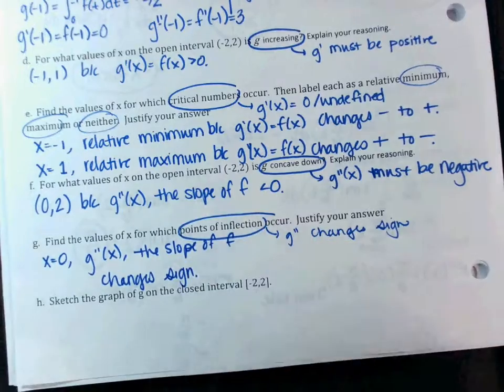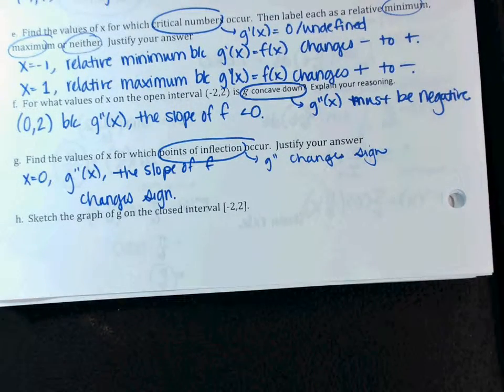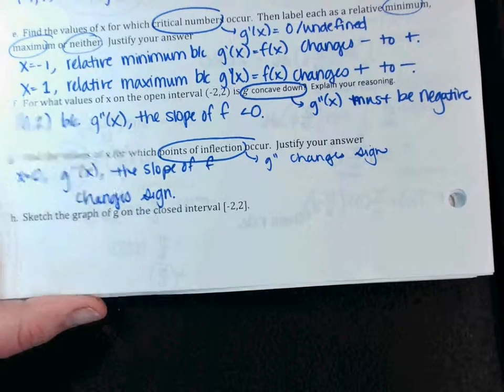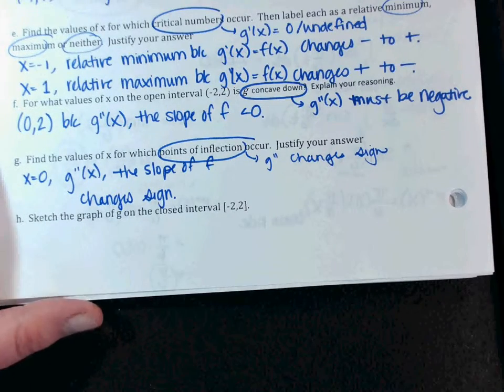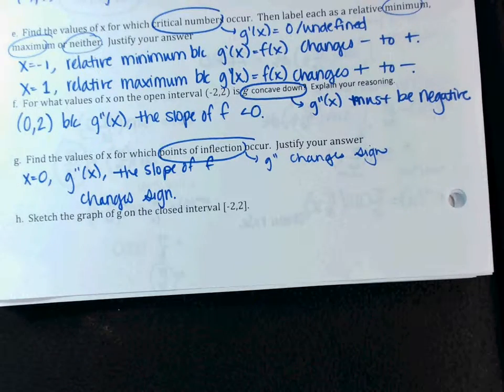And then remember that for mins and maxes, you have to state the direction, but for a point of inflection, it actually doesn't matter. It can change plus to minus or minus to plus. Okay? All right, the last part, part H, they ask you to sketch a graph. We are going to do that after doing our first and second derivative tests.